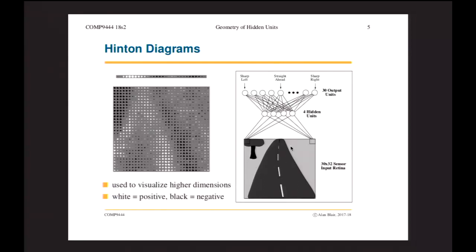So the Hinton diagram, the input is actually an image, and so the network is not really aware of the spatial relationship between the pixels in the image, but we are when we look at it. So that's a representation of the image. That's right. Exactly.